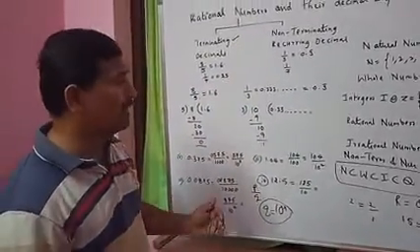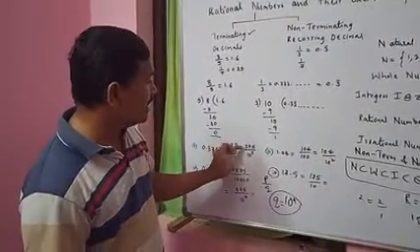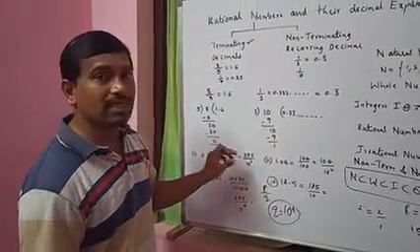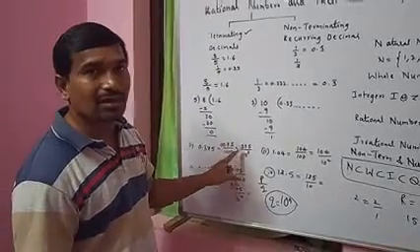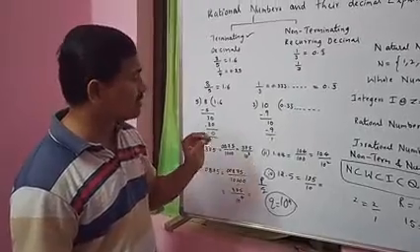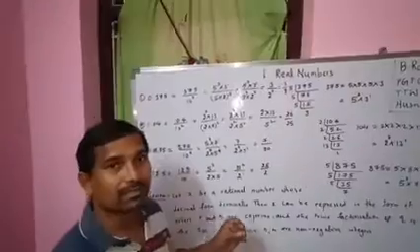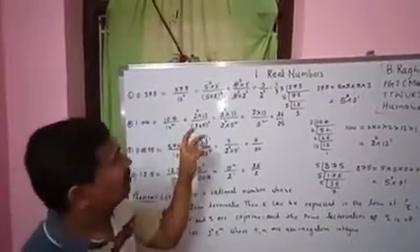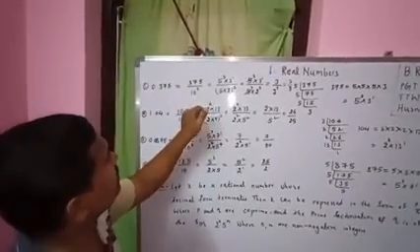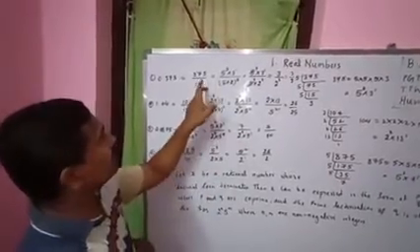Now let us simplify. These are in the form of P by Q, but the numerator and denominator have some common factor. If the numerator and denominator have any common factor, we can simplify that rational number. After simplifying, let us find the relation of the numerator and denominator. Already we discussed this up to here. Now let us simplify the numerator and denominator. So we are simplifying the rational number.